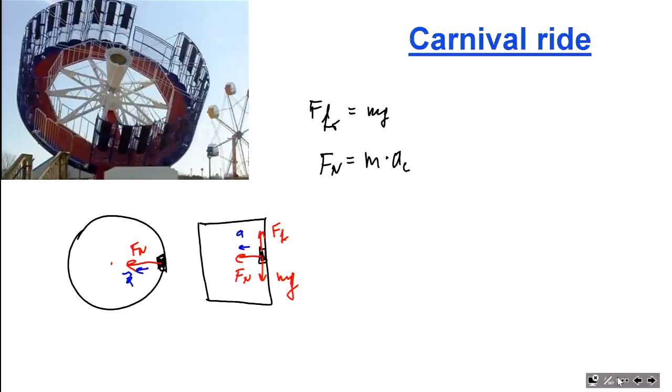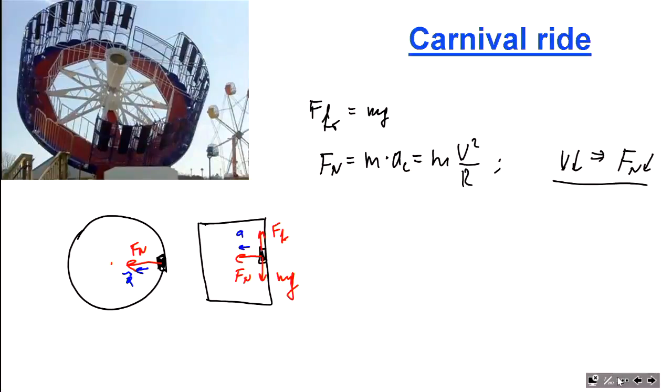Well, now what's going to happen if we slow the system down? How does it affect the system, and what physical variable changes? Well, speed is a part of the centripetal acceleration. So, when the speed decreases, that decreases the normal force. All right?